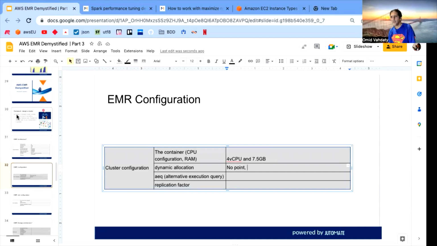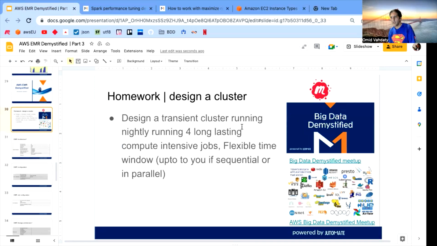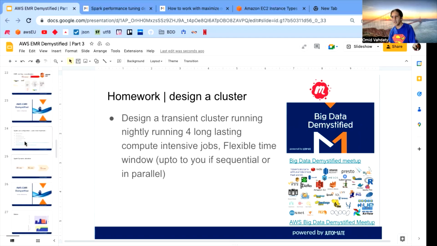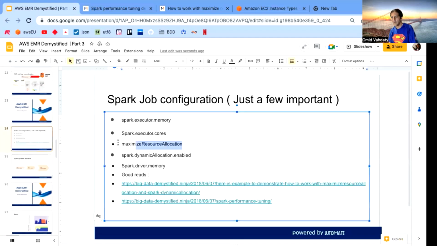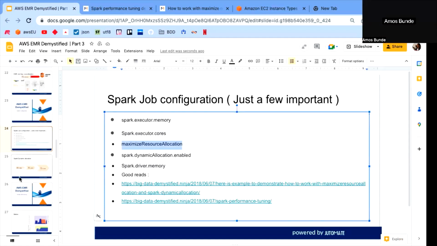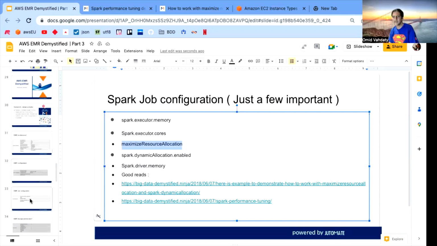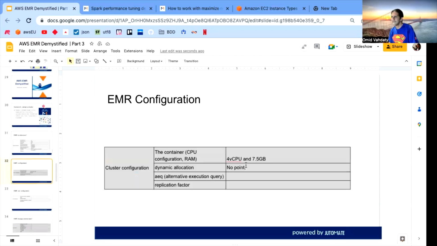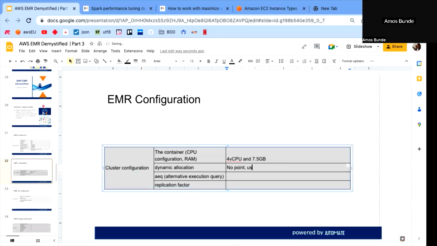But the use case implies every day, 4 jobs, long-lasting, compute-intensive. That means you need the maximum amount of compute. So why not use this setup instead? Okay. Does this make sense? Yeah, and now it makes sense. Thanks.